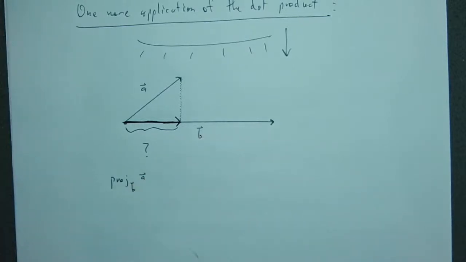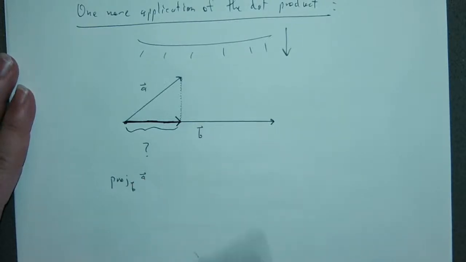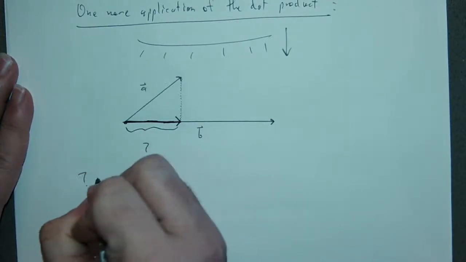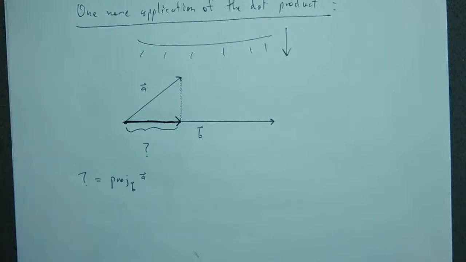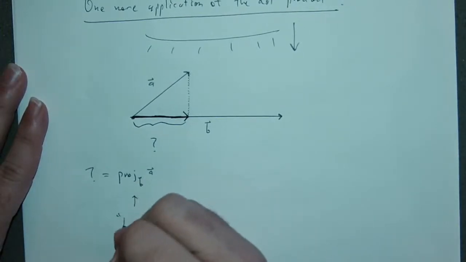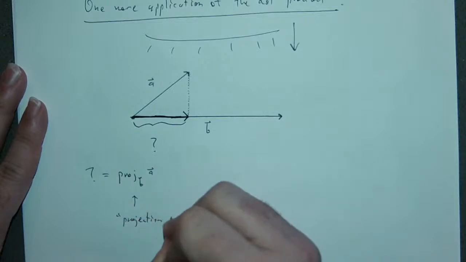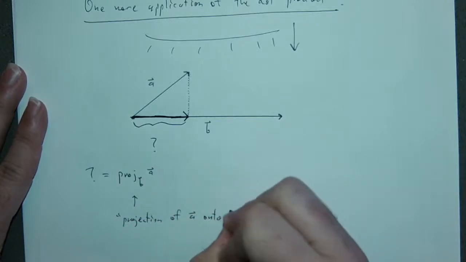Now, maybe I should relabel these, because in your textbook it projects B onto A, so these are swapped. Maybe I should flip these, but I'm going to keep this notation because it makes sense if you read it like this. The projection of A onto B is whatever this vector is. So this question mark vector is the projection of A onto B. We read that as projection of A onto B.